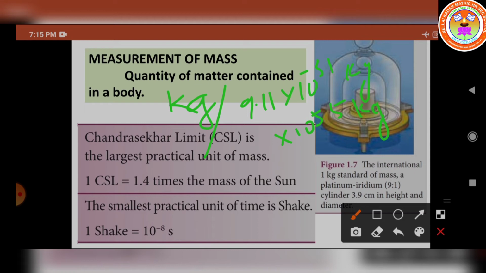And the Chandrasekhar limit, denoted by the symbol CSL, is the largest practical unit of mass. So 1 CSL is equal to 1.4 times the mass of the sun. The smallest practical unit of time is shake. 1 shake is equal to 10 power minus 8 second.